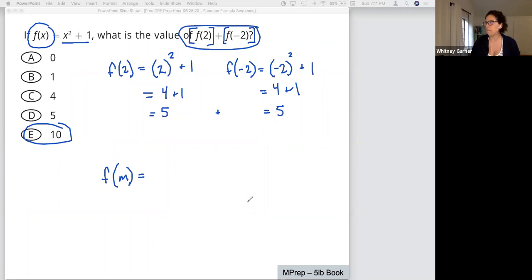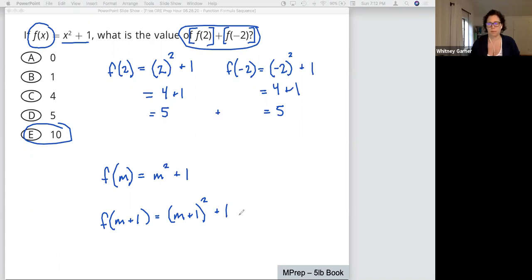What is F of M? Nice, guys. Starting to see them come in. I am literally going to replace the variable X with the variable M. And so M squared plus 1. Just replace. And same thing goes if I said F of, let's call it M plus 1. I would wrap that whole thing, M plus 1 squared plus 1.